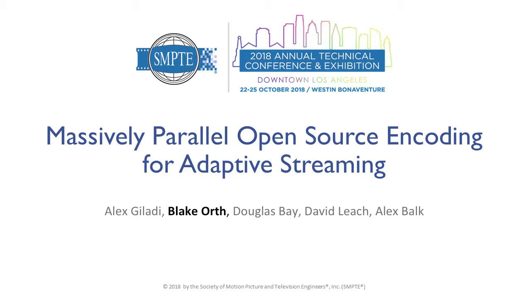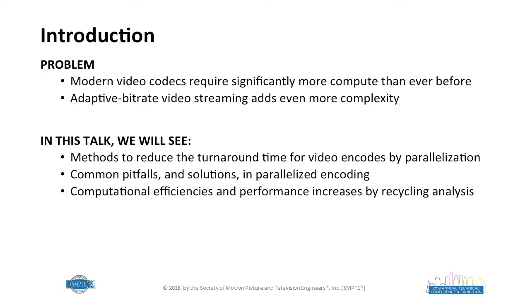All right, like the title says here, we're going to be talking about massively parallel encoding in the cloud, specifically for adaptive streaming. So obviously, we're here today because we have a problem, right? Modern codecs are getting more and more computationally complex, which means that they're taking longer than ever before and obviously requiring more and more compute per asset.